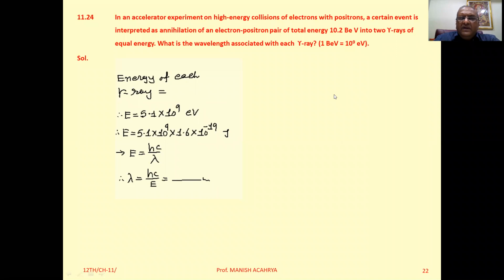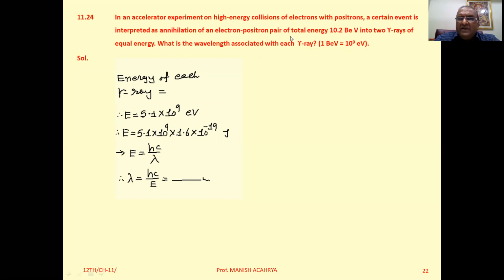11.24. In an accelerator experiment on high energy collisions of electron with positron, a certain event is interpreted as annihilation of an electron-positron pair of total energy 10.2 billion electron volt into 2 gamma rays of equal energy. What is the wavelength associated with each gamma ray?